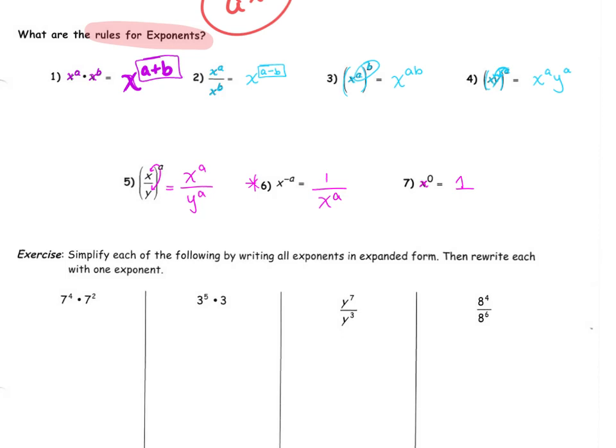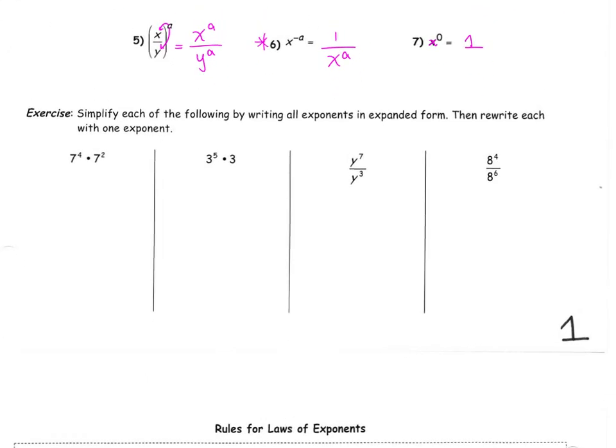So let's actually start applying these rules. So if I look at the bottom here, this first exercise.